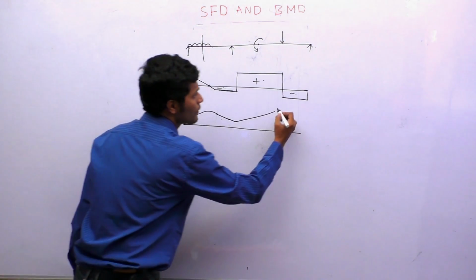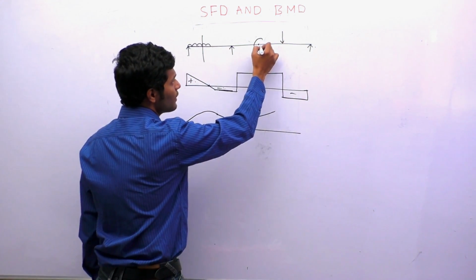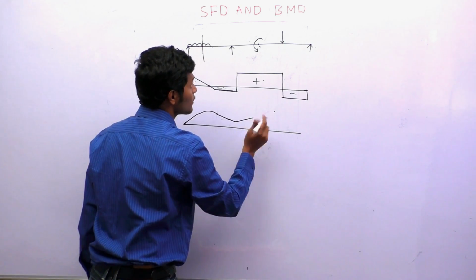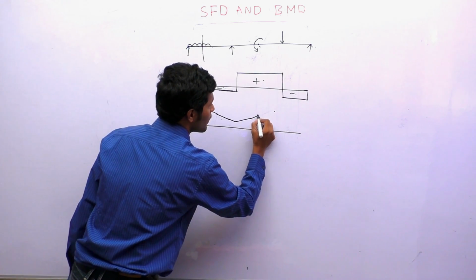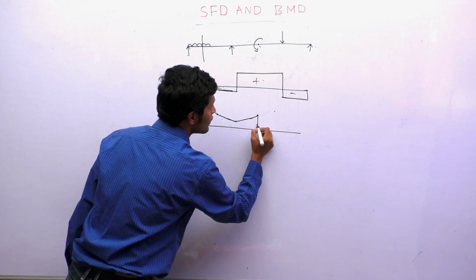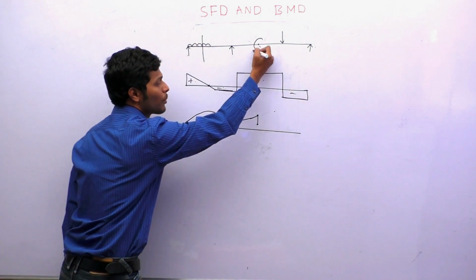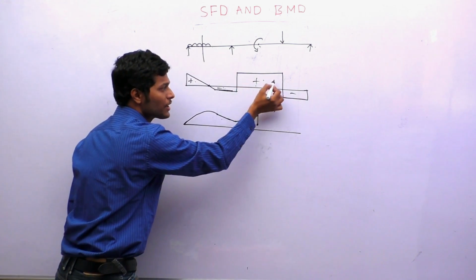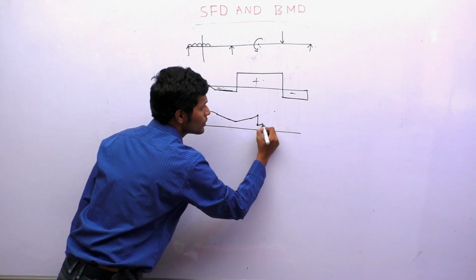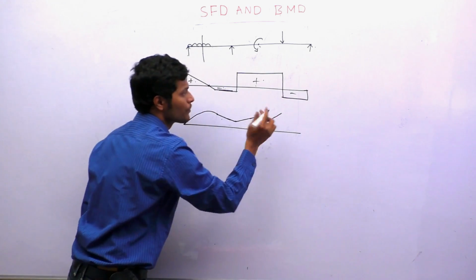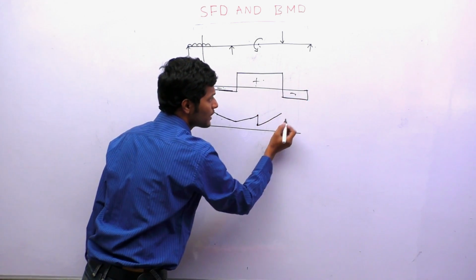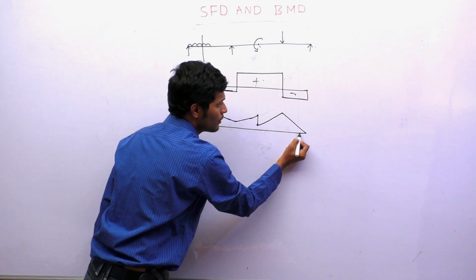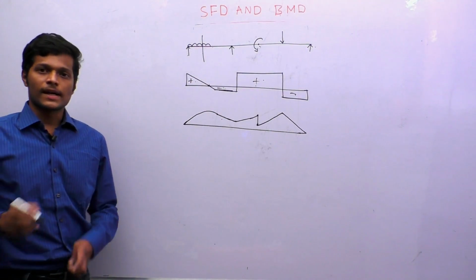Okay. So here you can see there is a concentrated moment here, which means that you will get a vertical line here. So here you have a moment, so you will get a vertical line here. After this point also it is still positive, so it is rising. And from this point it is a negative rectangle, which means it is a falling triangle. That's all. This is the answer.